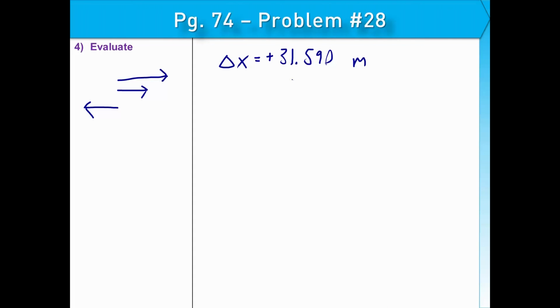And is the magnitude realistic? So in our case, 31.590 meters would seem reasonable. You're checking to see if it's too small, like 0.1, 1, or 2. And to see if it's not too big, like 1,000, 2,000, or 3,000 meters or so. So for our case, our magnitude does seem reasonable, so this is our final answer.